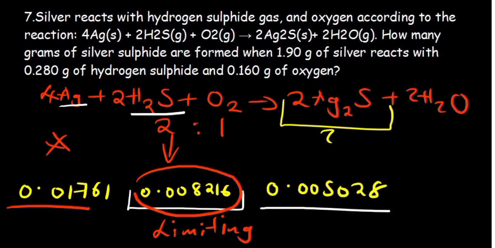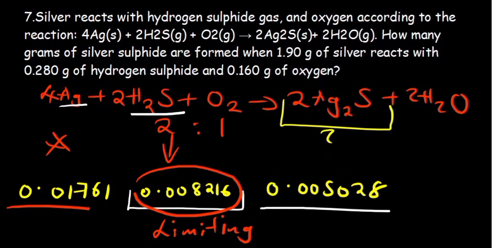And if you try to compare the silver with your oxygen, they are in the ratio of 4:1. So it's 0.01761 what you have divided by 4. What would be needed is what? It would require less as well. What would be required would be 0.004, which is still less. So oxygen was more than enough. But the overall limiting reagent is the hydrogen sulfide. So we're going to use it with our calculations.